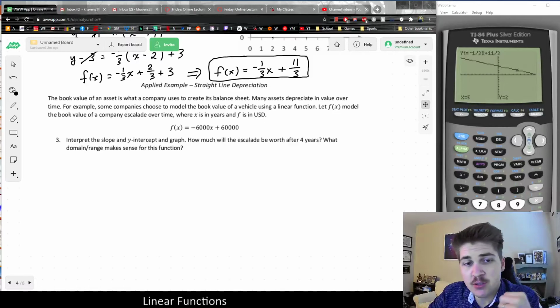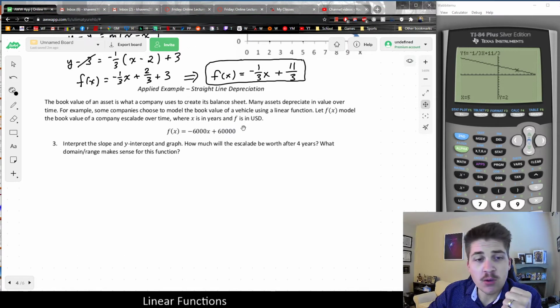In this video, I wanted to look at an applied problem, like a real situation where linear equations come into play, so we can see the usefulness of these concepts. So let's just read the problem. It says the book value of an asset is what a company uses to create its balance sheet. Many assets depreciate in value over time. For example, some companies choose to model the book value of a vehicle using a linear function.